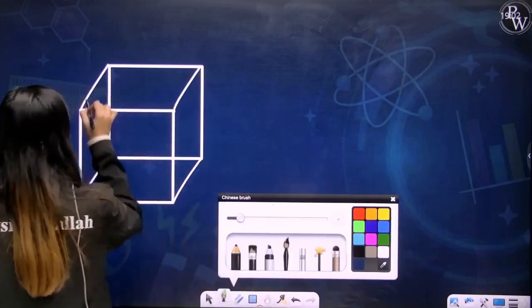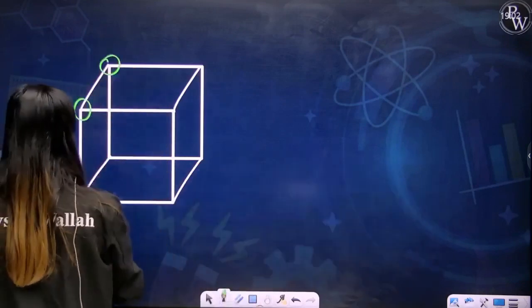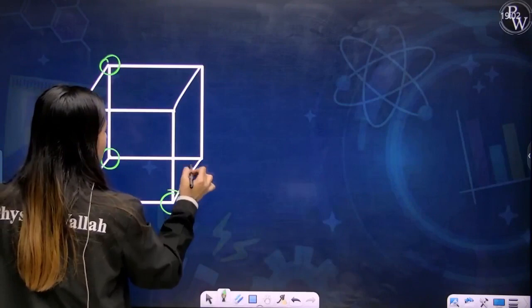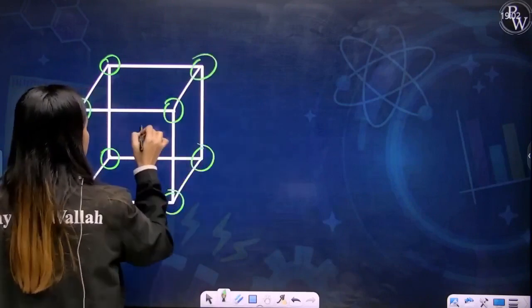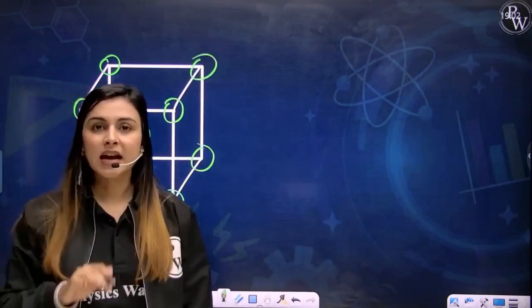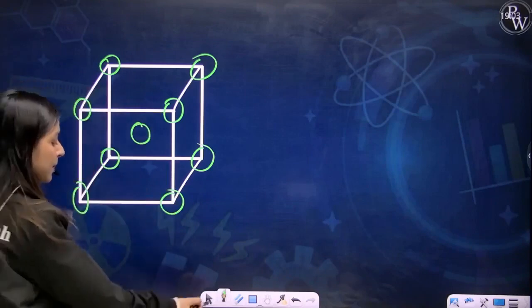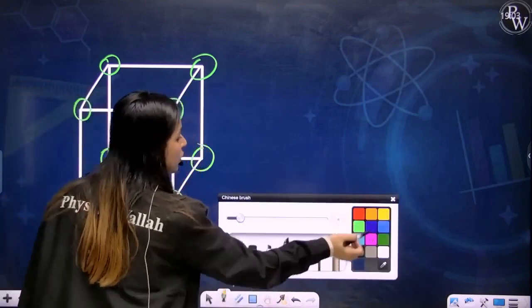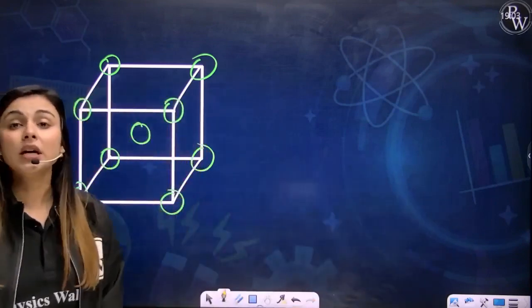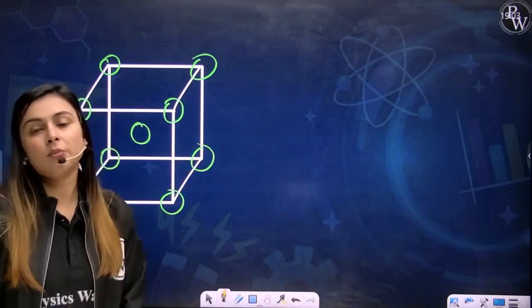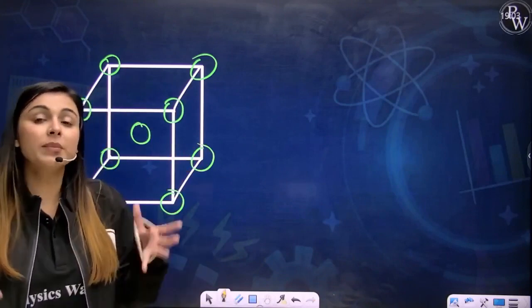Let's consider atoms present at corners and at the center. I hope it's clear. Now what happens is, my dear students, you have to calculate the nearest neighbor or the coordination number. So how are you going to calculate? You know the minimum distance.